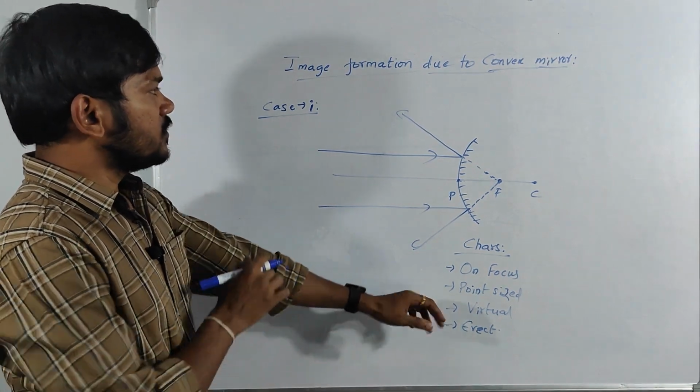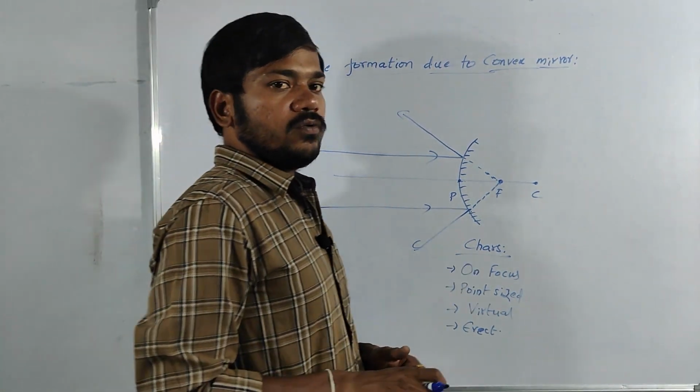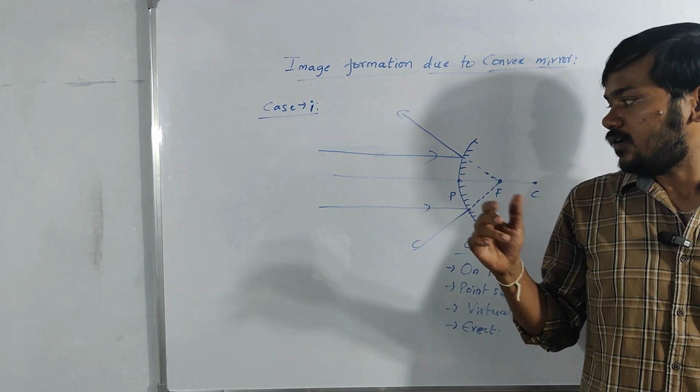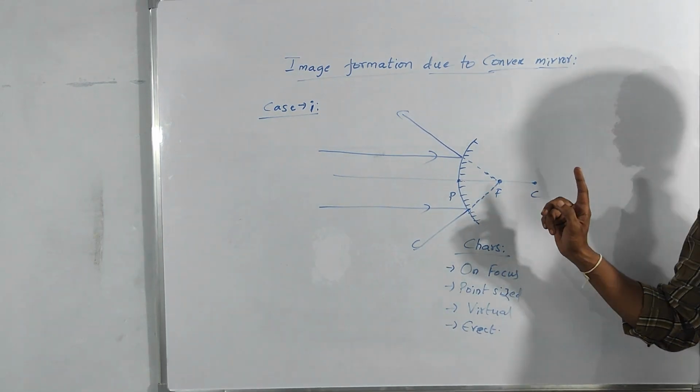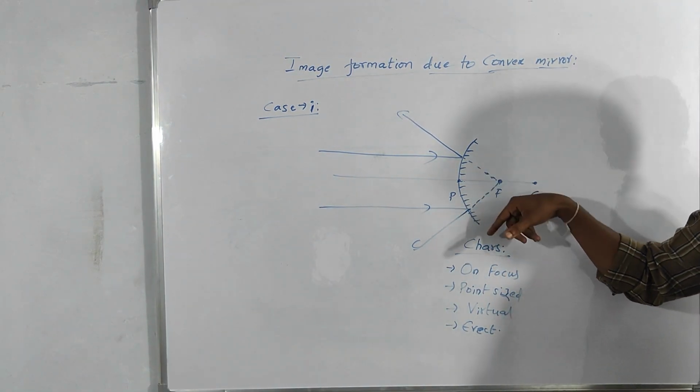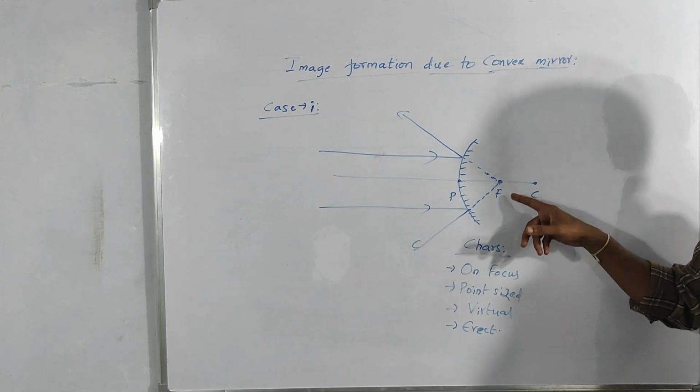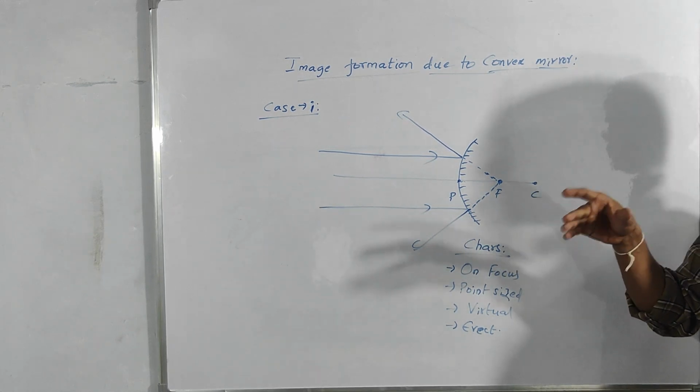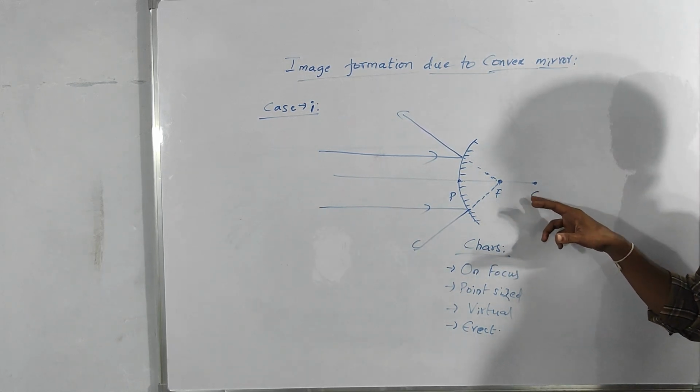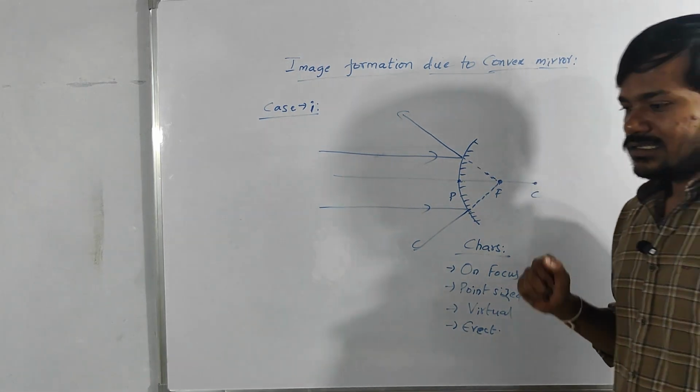Clear with this now? Simple characteristics. And why do we have only two cases? Because P, though it is on the mirror, we cannot incident anything onto it except some light rays. We cannot keep the object there. Focus and center of curvature are inside.